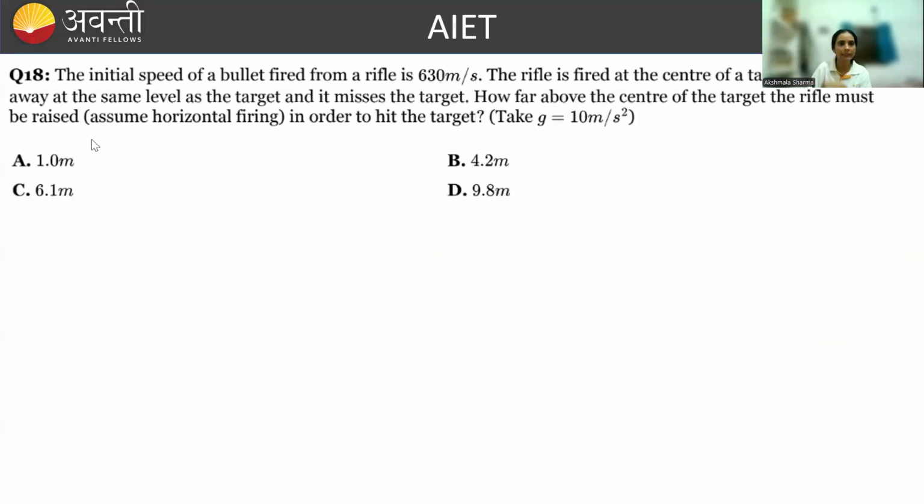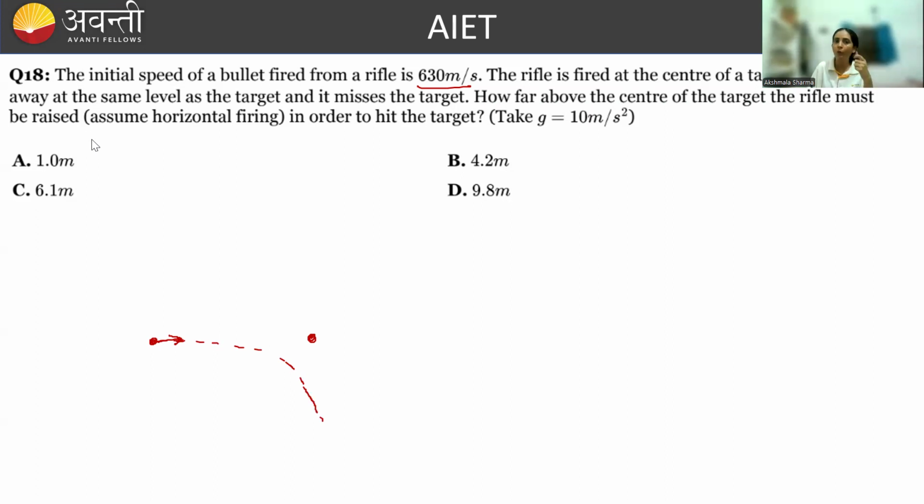Now let's do this. The initial speed of a bullet fired from a rifle is 630 meters per second. The rifle is fired at the center of a target, 700 meters away. Suppose the target is here, and the bullet is getting fired from here. The target is in the air, the bullet is in the air. So if you fire it directly along the line of the target, what will happen? This bullet will move under gravitational effect like this. It won't be able to hit the target.